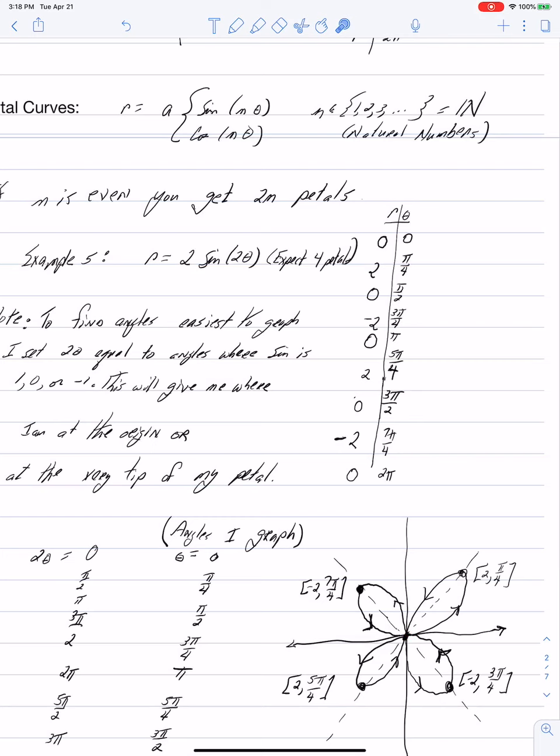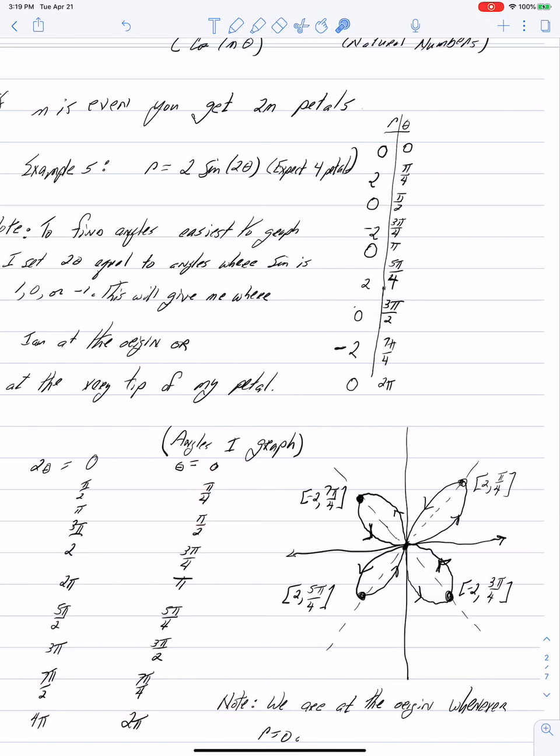And then at 5 pi over 4, I have a value of 2. That's this point right there. And then at 3 pi over 2, I'm back to 0. Get it? And at 7 pi over 4, I'm at minus 2. Well, here is 7 pi over 4 all the way down here, but if I'm at minus 2, it gets reflected. And so I trace this curve out like this. And at 2 pi, I'm back to the origin again.